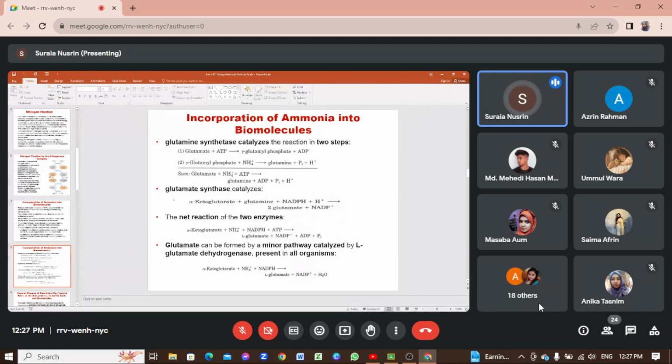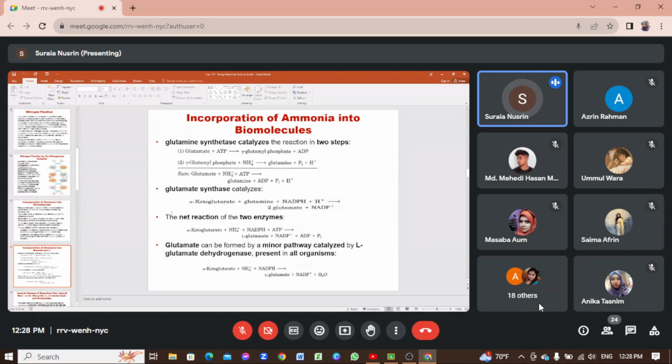Okay. And the second enzyme, glutamate synthase, catalyzes the reaction of alpha ketoglutarate, glutamine, NADPH, and proton. So we get two molecules of glutamate, because the gamma amino group is actually transported to the keto group of the alpha ketoglutarate, which ultimately becomes glutamate. And even glutamine, after releasing the gamma amino group, becomes glutamate. So in the end result, we get two molecules of glutamate.